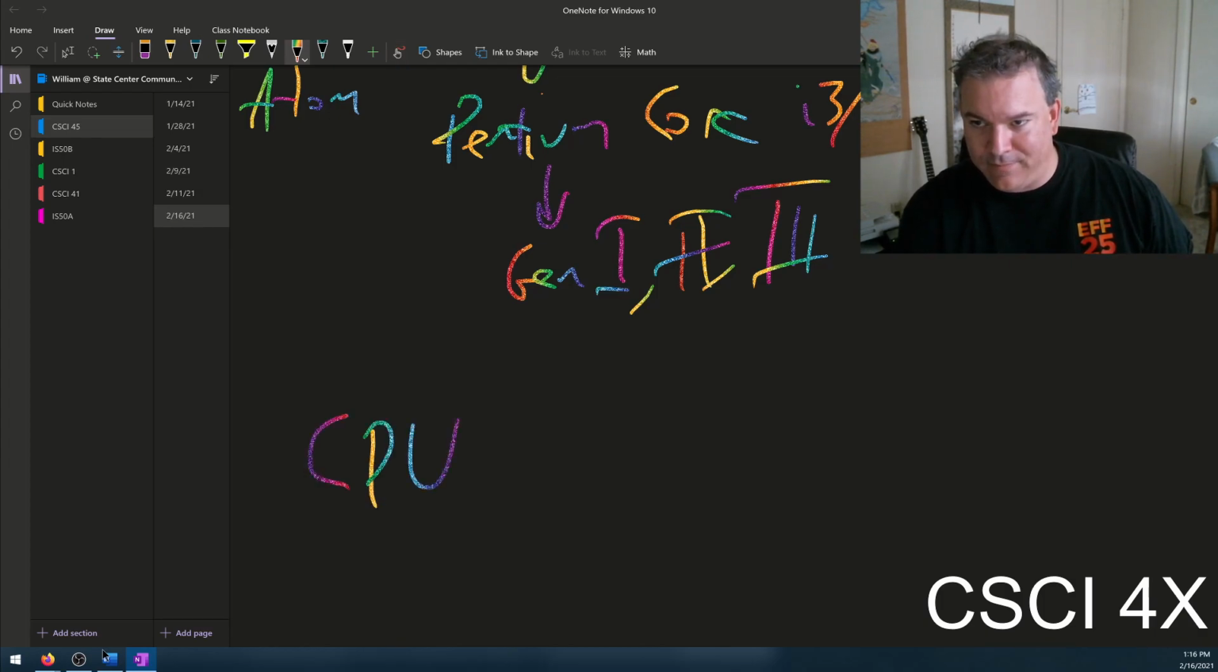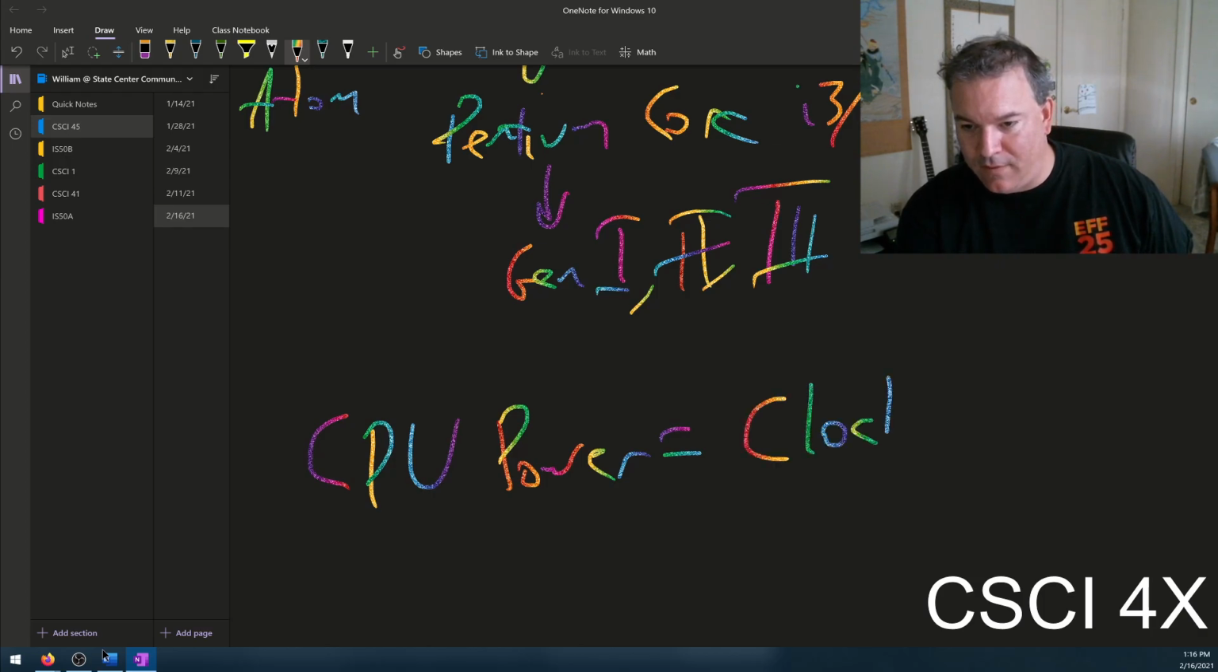So CPU speed, how fast it is, is based on two things. It's based on the clock rate times instructions per clock.